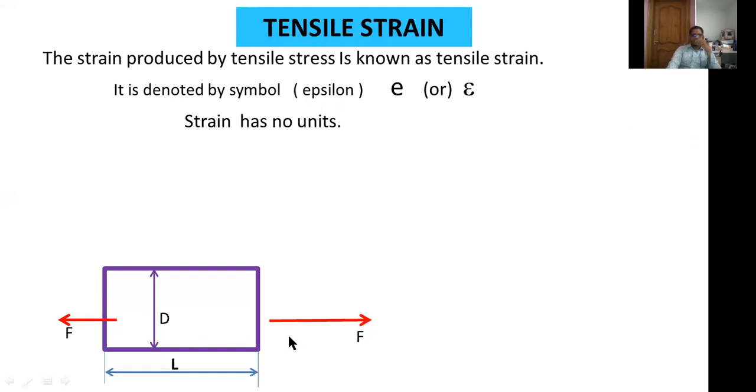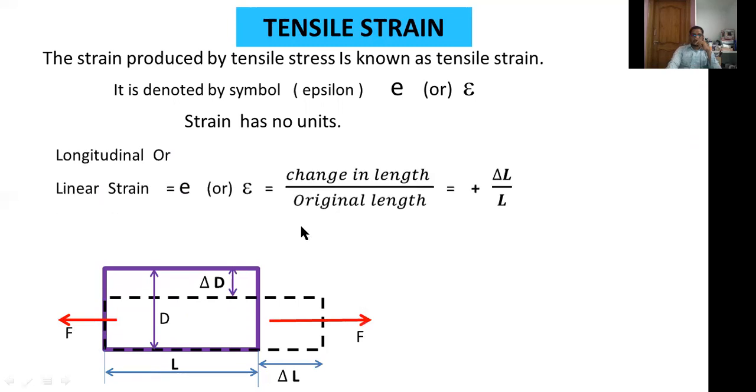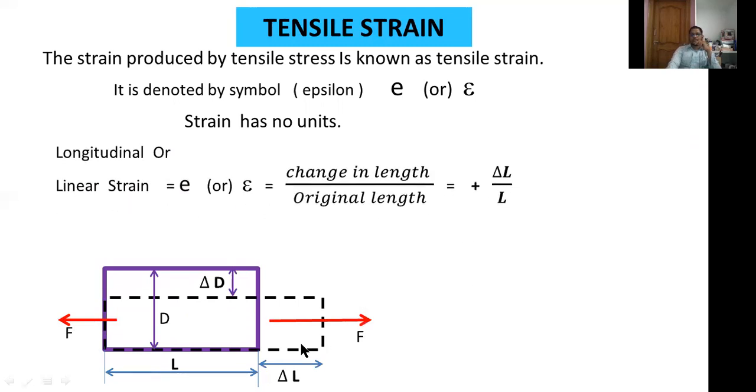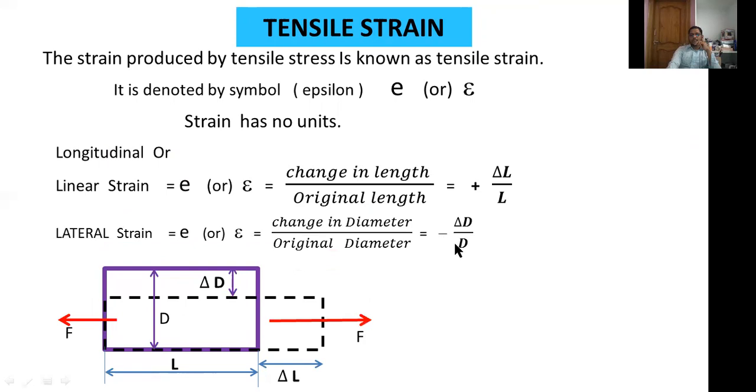When you are applying tensile loads, the length of the component increases and the diameter of the component decreases. So linear strain equals delta L by L. Here you have to consider the positive sign, because the length is increased. Lateral strain equals delta D by D. Here the diameter of the component decreased, so you have to consider the minus sign. These two are the formulas for tensile strains.